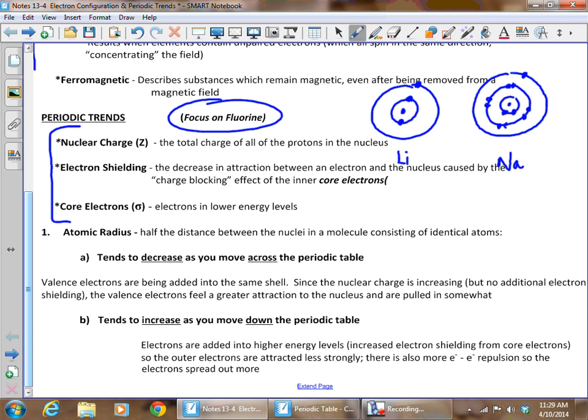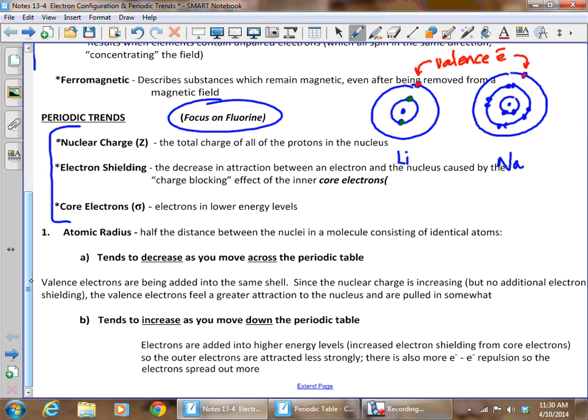Now, if our target electron is this electron in the outside energy level, remember those are our valence electrons, the electrons that are in that outermost energy level, then the valence electron in lithium is going to be shielded by 2 core electrons. The core electrons are any electrons that are in a lower energy level than the target electron that we're looking at. So the core electrons for lithium, there are 2.